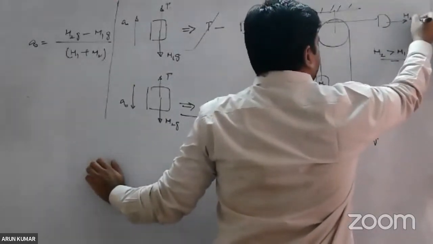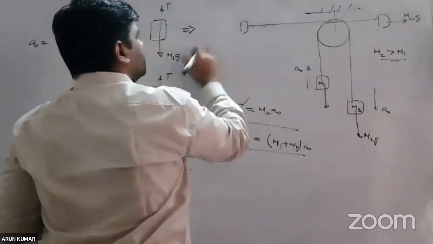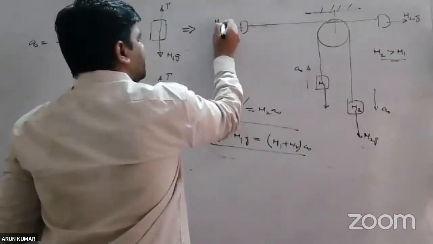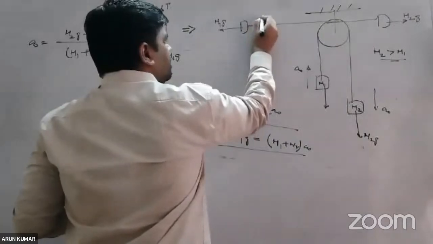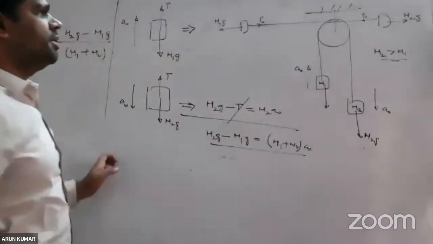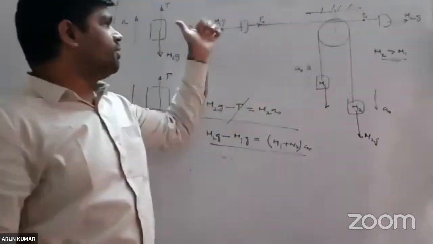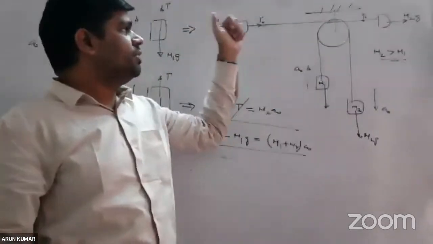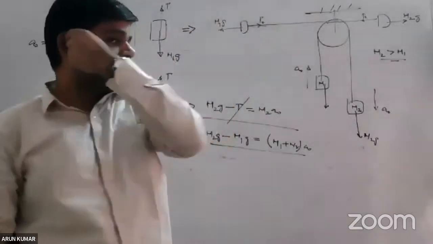This is M2g, fixed M1g, tension T. Now it is same as the previous problem, no? F0 by 2. Yes. Or F1, F2: F1 minus F2 by total mass.